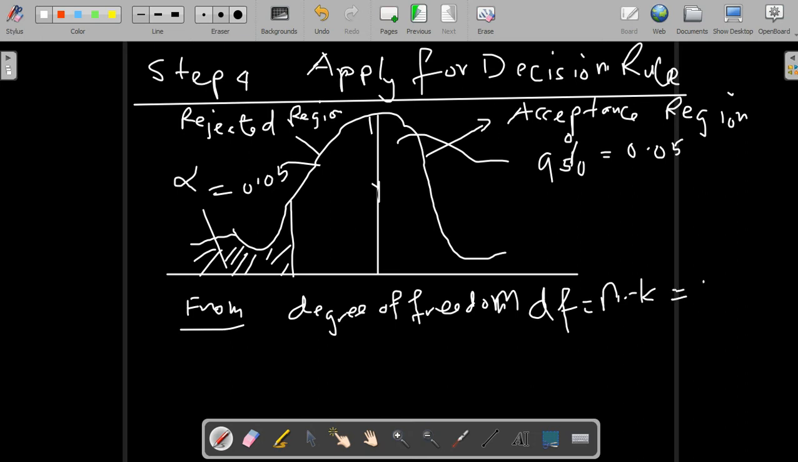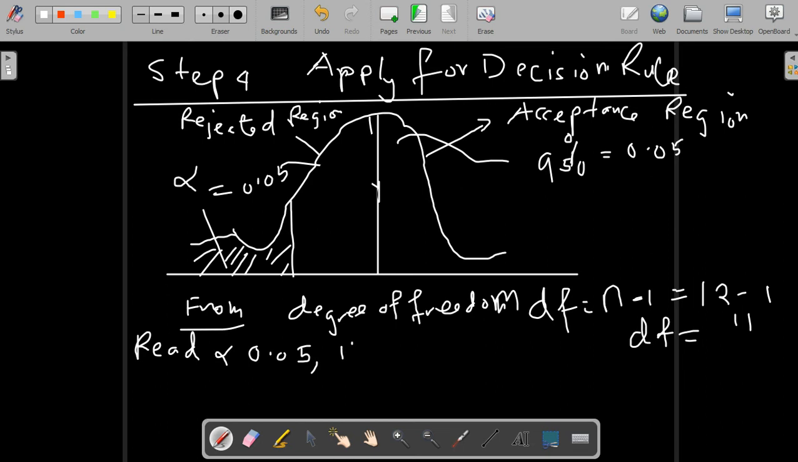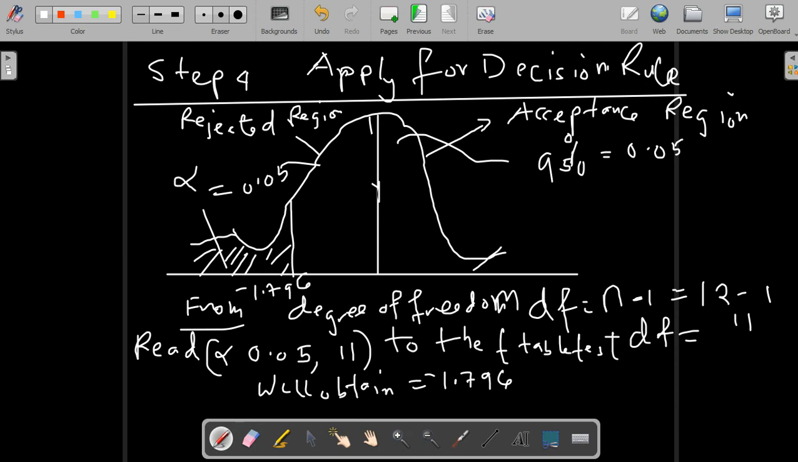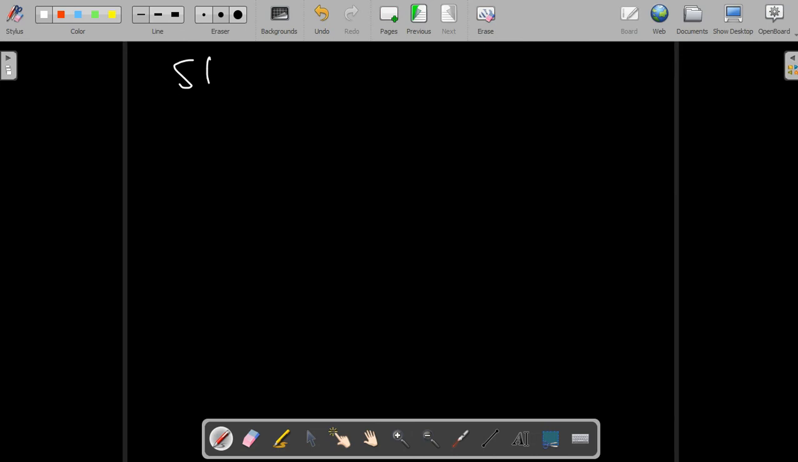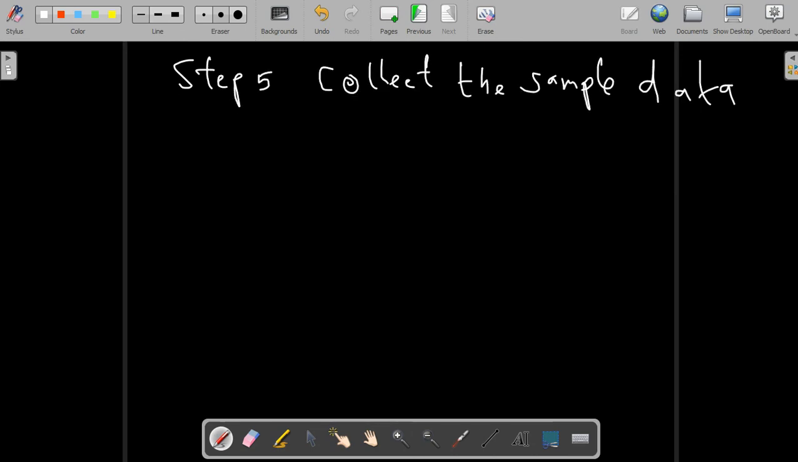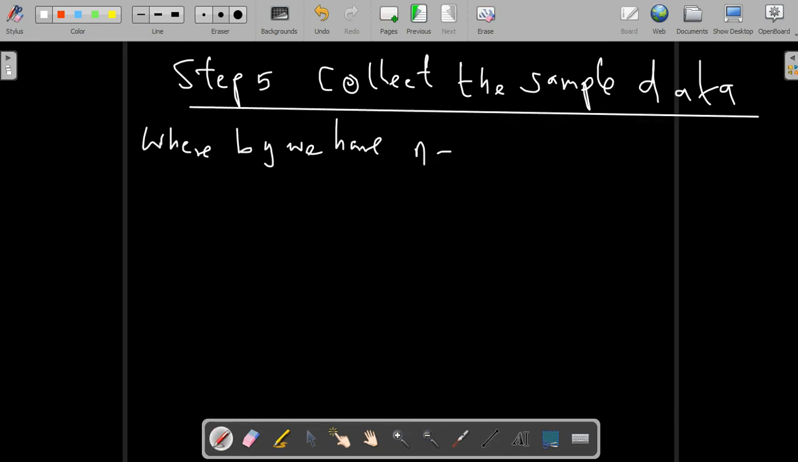Now the degree of freedom we have is the number of observations minus 1. So we take the number of observations, which is 12, minus 1, which will be equal to 11. That's the degree of freedom. Now we take the degree of freedom, 0.05 comma 11, to the t-table, so as you can observe, the answer will be negative 1.796.